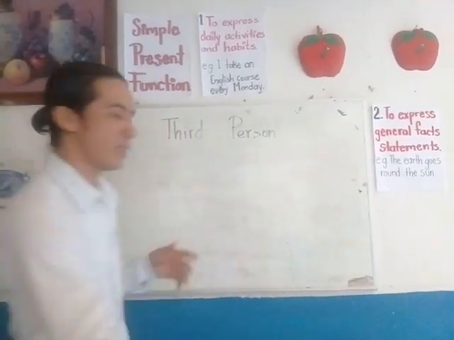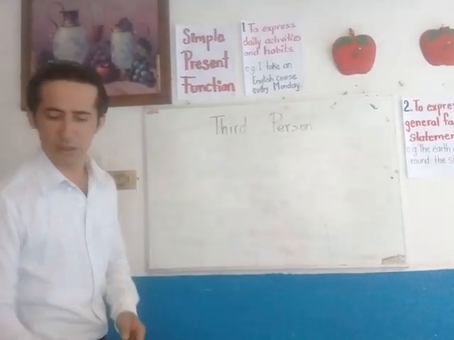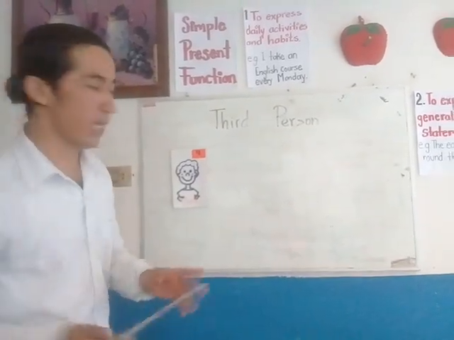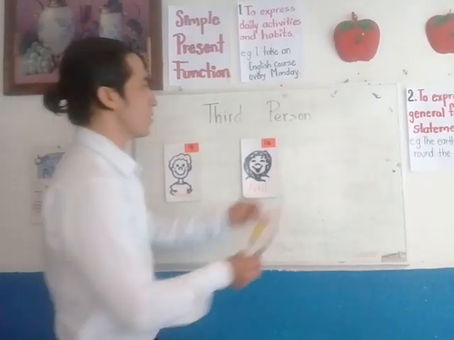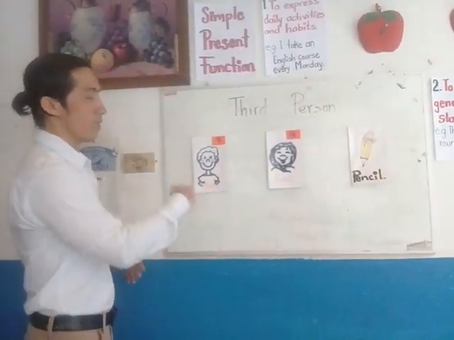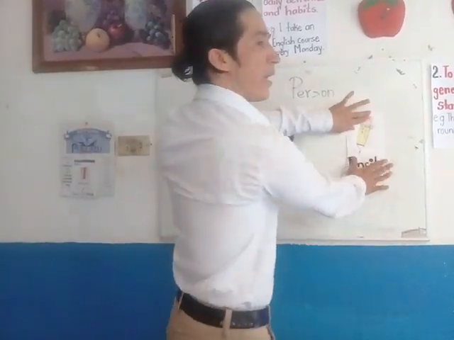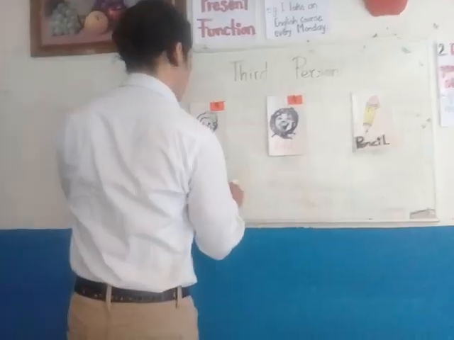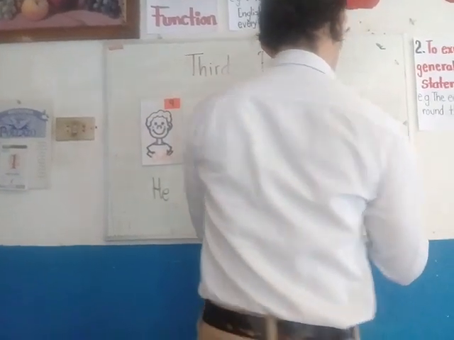Who is the third person in English? Yes, the third person in English is he. The third person in English is she. And the third person in English is it. Yes? Chris is he, April is she, and pencil is it. Okay? So we have he, she, it.